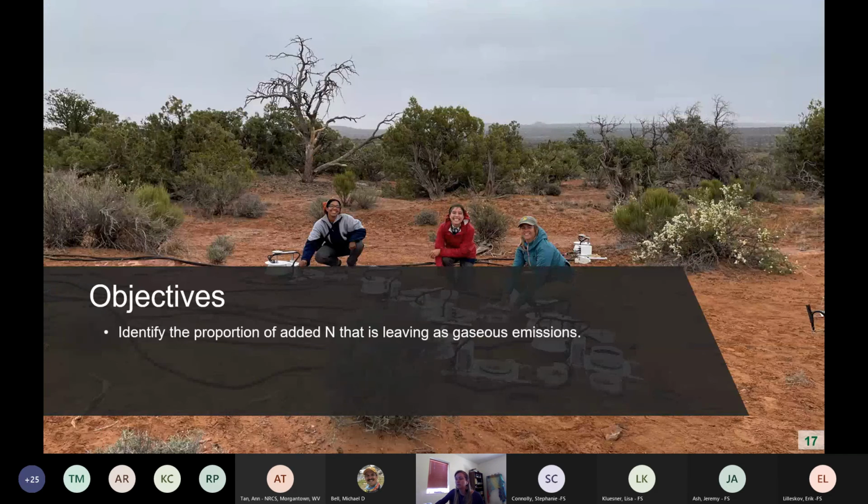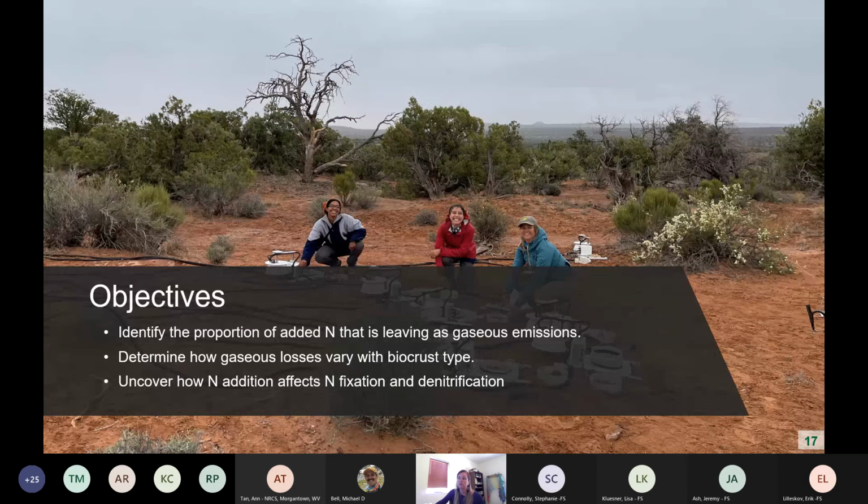Our objectives for this project were to identify the proportion of added nitrogen that is leaving as gaseous emissions, determine how gaseous losses vary with biocrust type, and uncover how nitrogen additions affect both nitrogen fixation and denitrification. I have a keen interest in nitrogen fixation because, like I said earlier, a lot of the lichens and darkly pigmented cyanobacteria fix a lot of the nitrogen that the plants have access to here on the Colorado Plateau. We set this experiment up in May on some Bureau of Land Management land outside of Moab, pretty close to Canyonlands National Park.